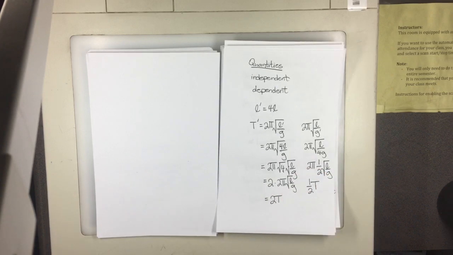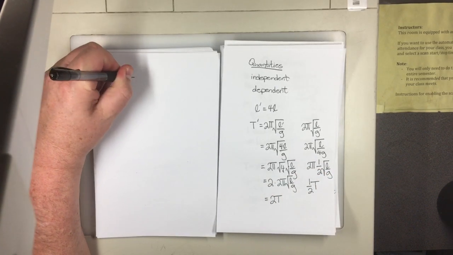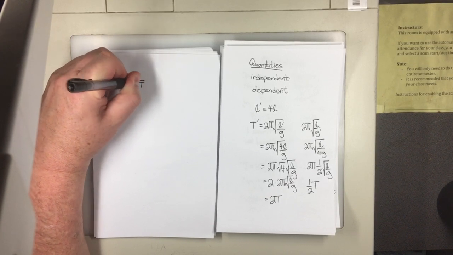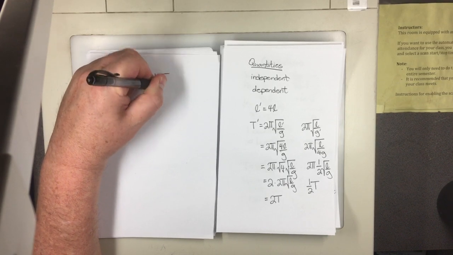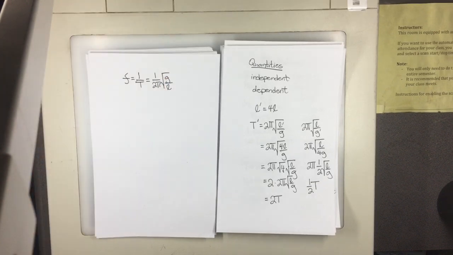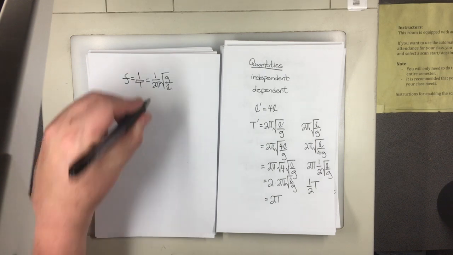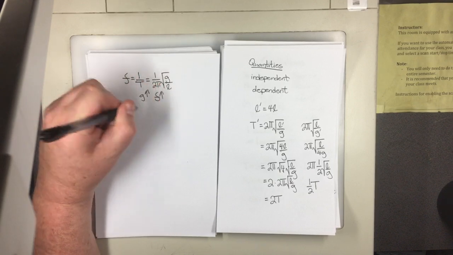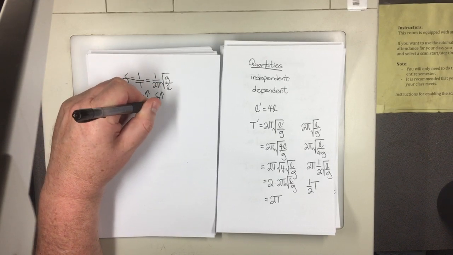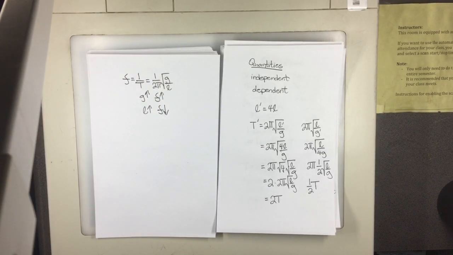And another thing that we could talk about is frequency is the inverse of period. So frequency is 1 over 2 pi square root of g over l, because frequency is the inverse of period. If g increases, frequency increases. If l increases, frequency decreases. Because it's the opposite.